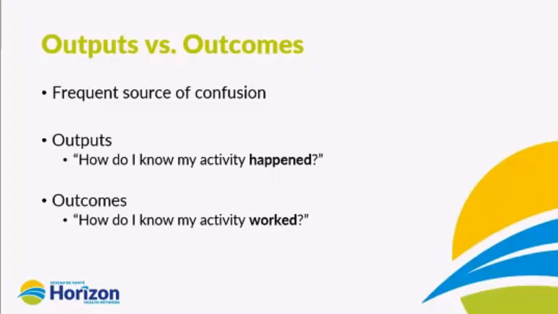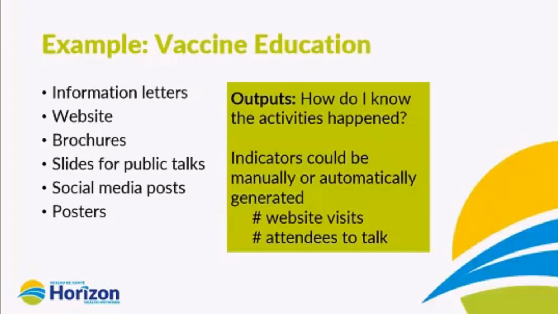Outcomes are more, how do I know it worked? And this is where we can see a lot of the opportunity for research to build in studies to answer that kind of question. If I think back to my example with the information letters, how do I know any of that happened? How do I know I distributed that information? How do I know I hosted my talks? Oftentimes it's very simple indicators. I had X number of talks on these dates, and this many people came. I had X number of website visits because I created a website with information, and they clicked.